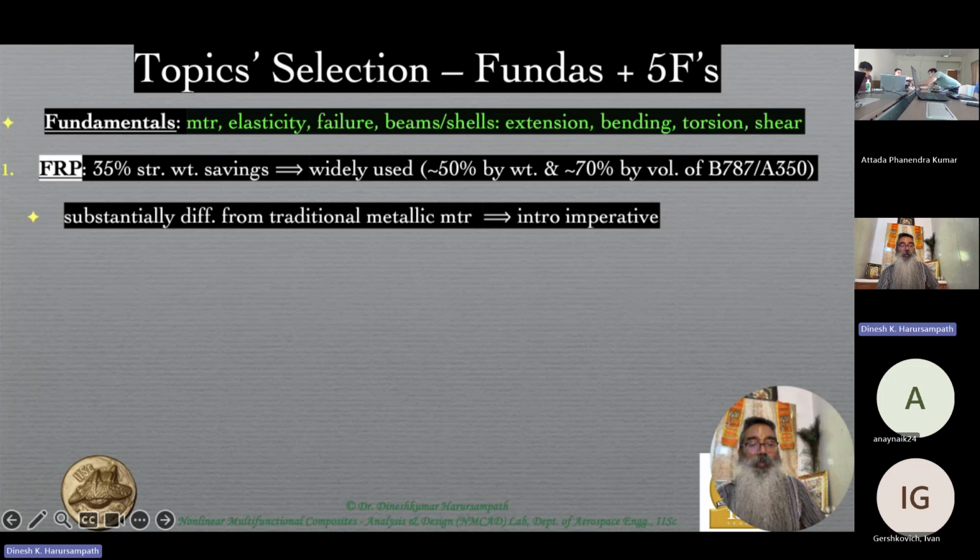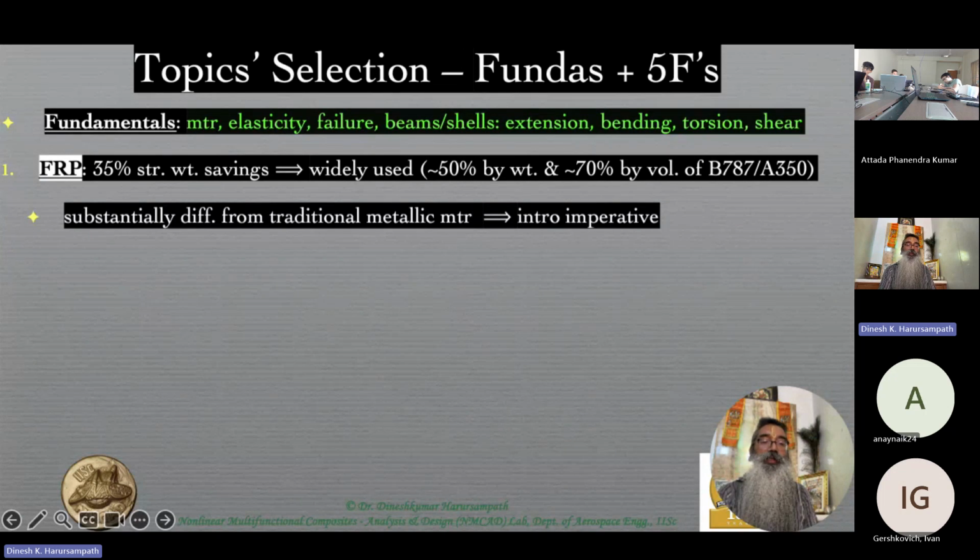So the fiber reinforced plastics, the reason why we need to bring them in is very clear in terms of the motivation. But another reason why it's important for us to study them is that if you have learned how to deal with metal structures, it's not so easy to directly analyze composites. But if you have analyzed composite structures, analyzing metals, at least until failure, is quite simple. Because they're substantially different from the traditional metallic materials, an introduction is imperative.